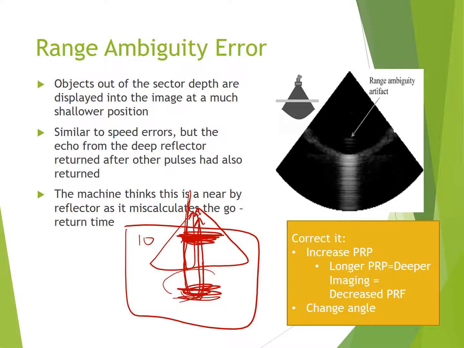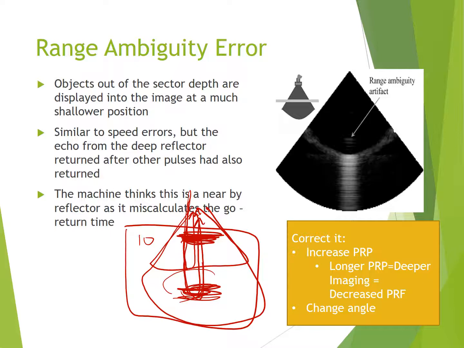The machine did not wait for all the echoes to return before sending out new echoes, so we get that range ambiguity error. To correct it, we're going to want to increase our PRP. The longer our PRP is means deeper imaging, so that's going to be increasing our image to get everything that we need. And with that longer PRP, we're going to get a decreased PRF, which means that the machine will wait longer before it sends out new pulses. Again, we can also try changing our angle. If we're not hitting that strong reflector at the same incidence to get that strong reflection, then it won't be displayed later.